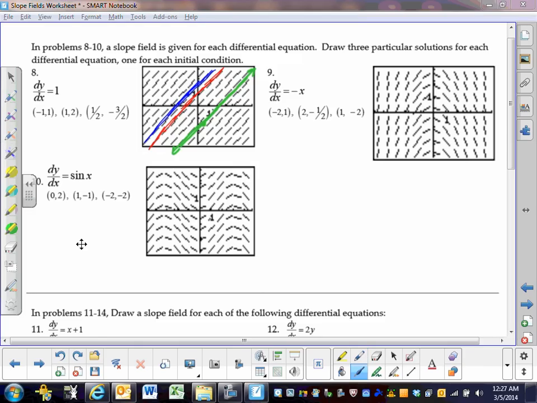Okay, so if we have the point, if dy dx is negative x, notice we have an upside down parabola. So at -2, 1, we would want to follow the slope fields. So again, not necessarily in one long stroke. Just try to make sure that you're never competing with the slopes that are shown. Your slopes should always be very similar to the slopes that they're very nearby. We use 2, negative a half.